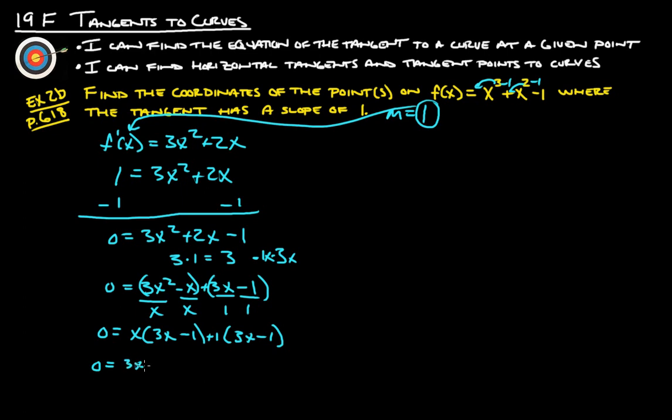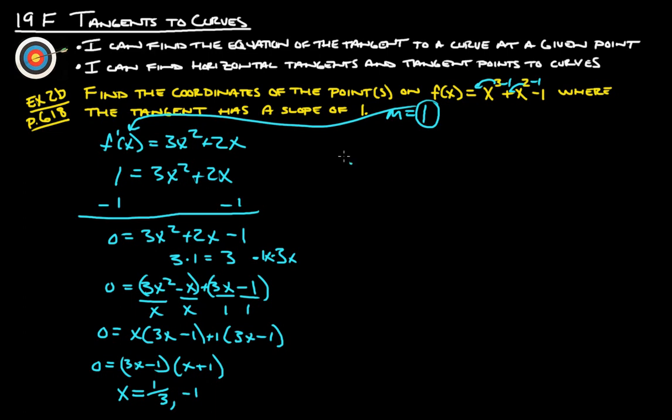So we take the 3x minus 1 out. And x plus 1 is left over. So this one here means x equals, opposite of negative 1 is 1, divided by 3, so 1/3, and then negative 1 plus 1 gives us 0. So these are the two x coordinates of the tangent that has a slope of 1. Okay, so we've got to plug 1/3 and negative 1 into our original function to find those 2 points.